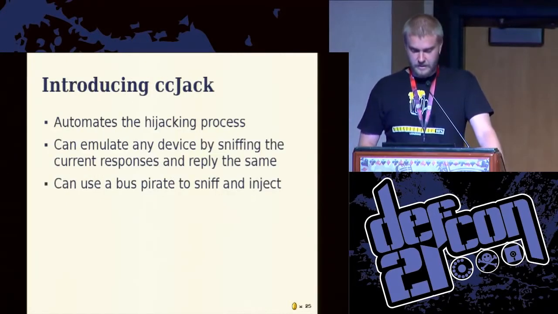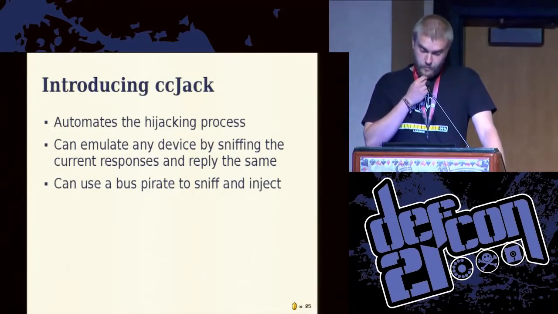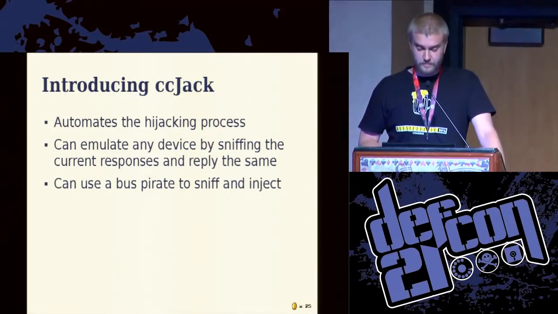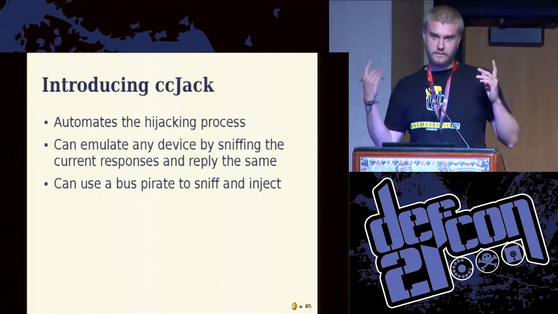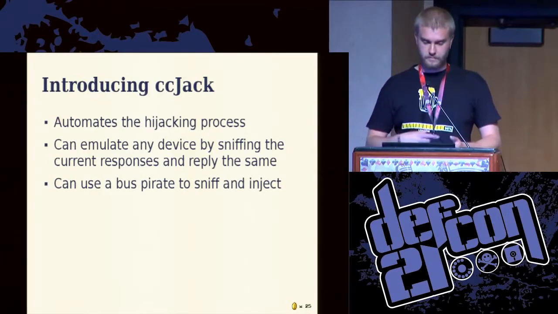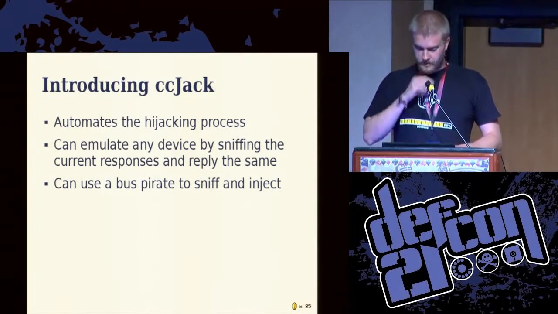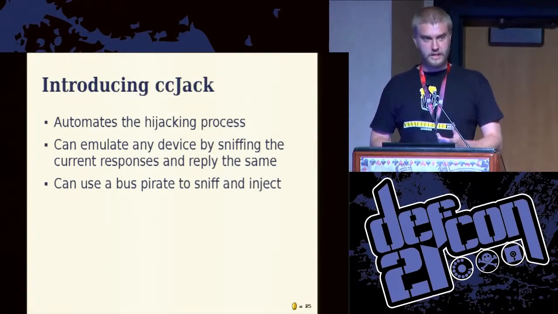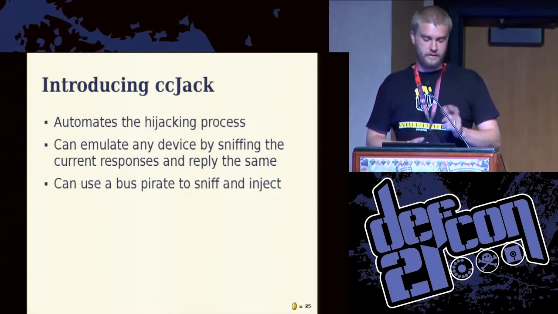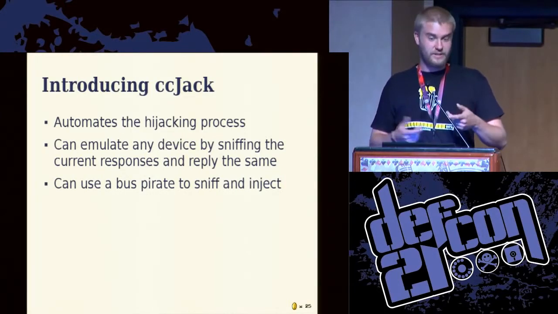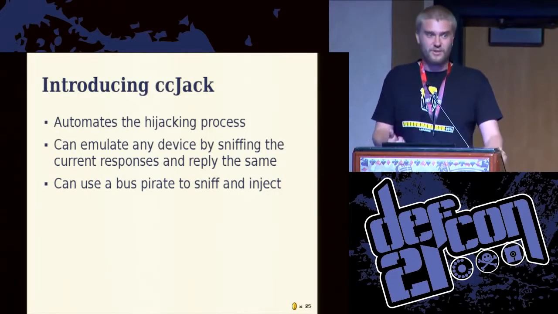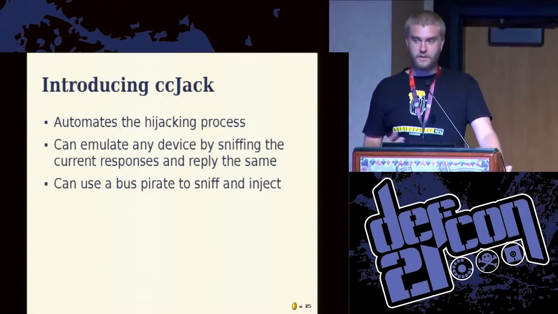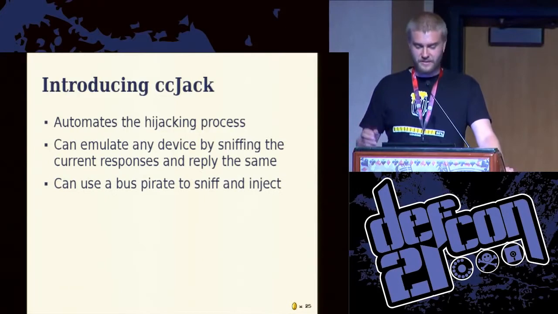It's quite complicated. So I created a tool called ccJack, which automates the hijacking process. It can emulate a device: it scans the bus, reads every packet that passes on the bus, and for each packet directed to the device you want to hijack, it will record the request and the response. So as soon as it takes over or hijacks the device, it will start responding with the last response the actual real device used to send. So normally it will be pretty much transparent, so the main board won't fire an alarm or something like this.